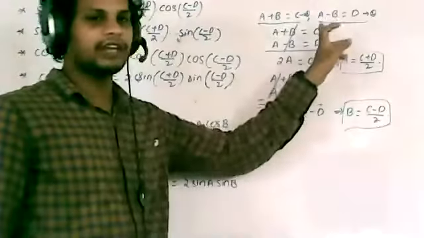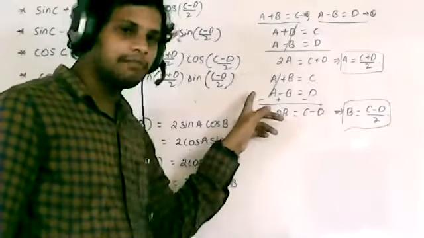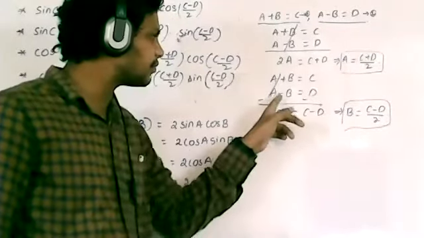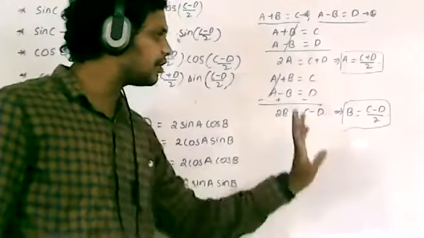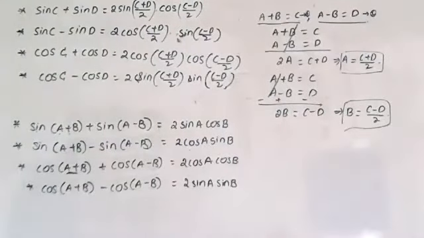So c − (a − b) is equal to d. And then if you subtract, the −a and a will cancel, then this minus becomes plus, therefore this will become c − d. So b = (c − d)/2. Now shall I move to the next set of formulas?